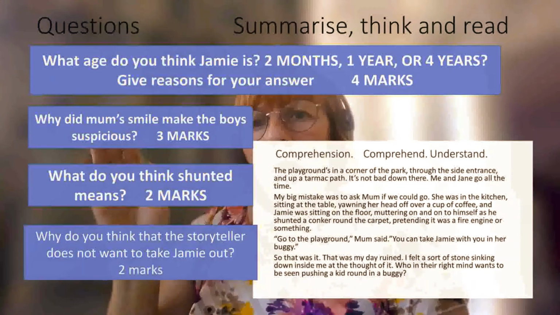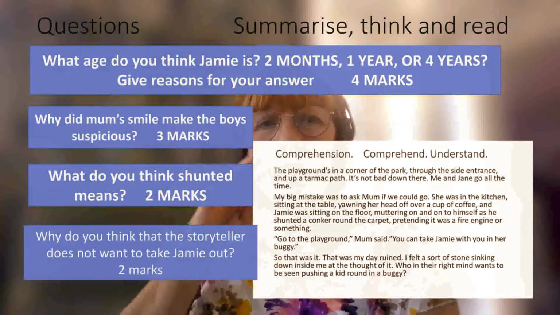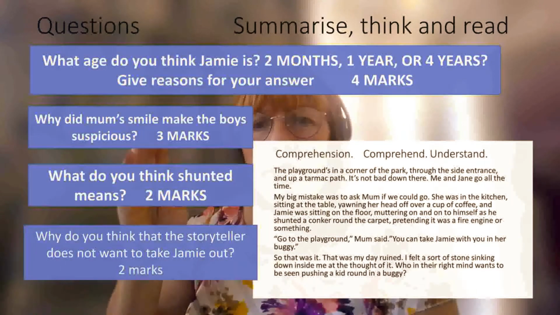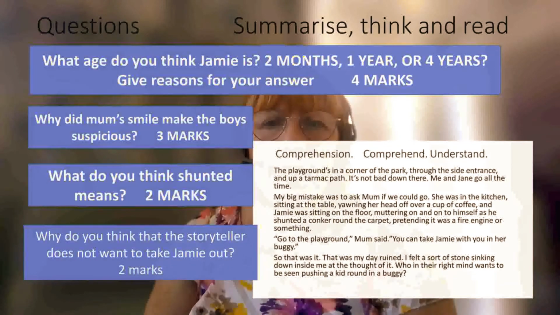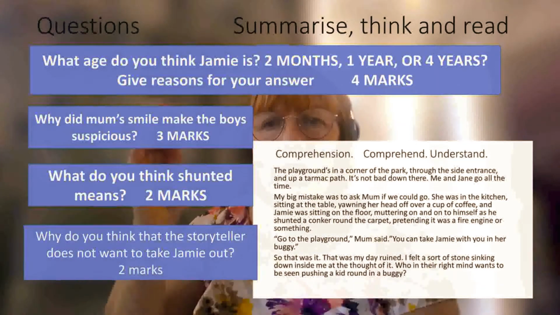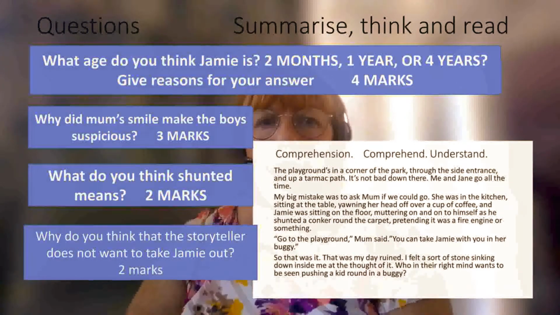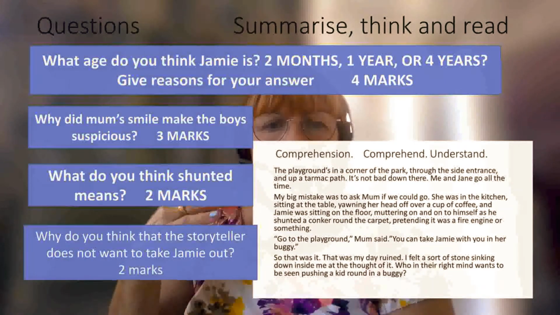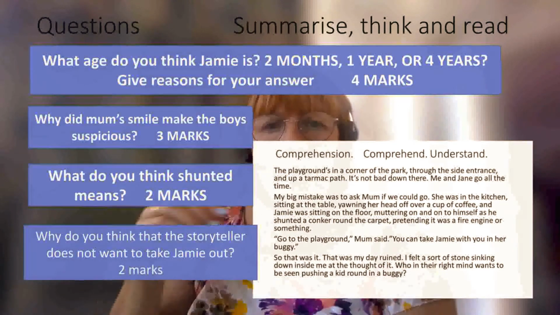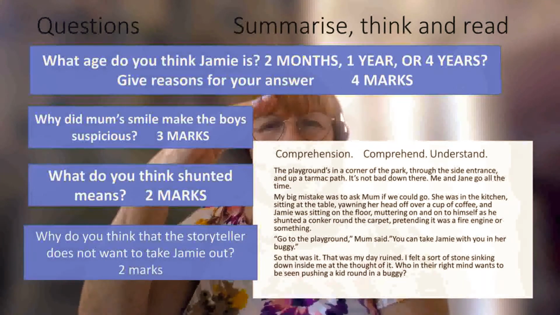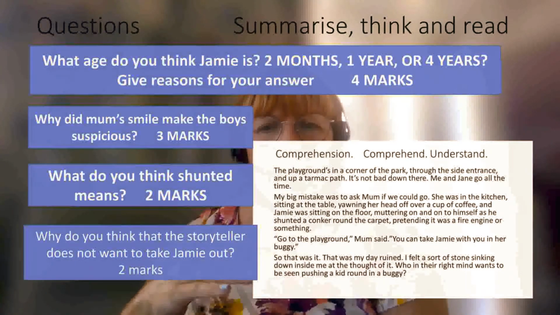Let's have a look at the question. What age do you think Jamie is? And then there are 3 options: 2 months, 1 year, or 4 years. Give reasons for your answers. So if I said, well, he's about 2 months, I'd have to give a reason why something in the paragraph made me think that. If I thought of a child developing and this child is muttering to himself and shunting something around the carpet, pretending it was a fire engine, I might say, oh, he must be older than 2 months then. I think he's about a year because he's still in a buggy.